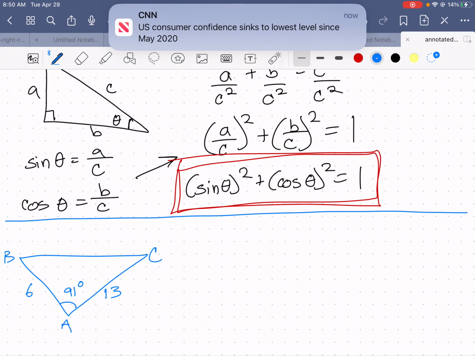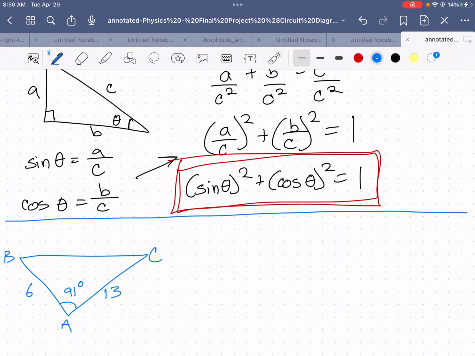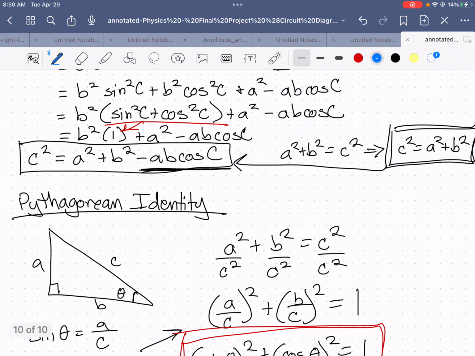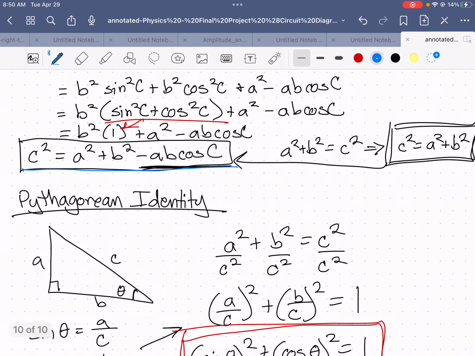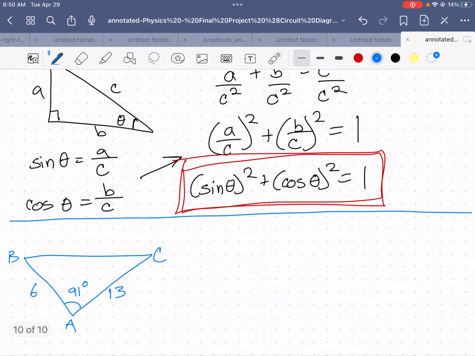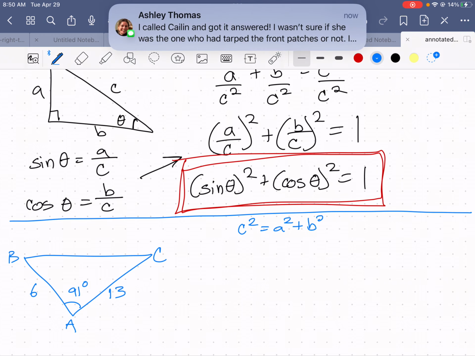Well, in this case, my enclosed angle is A, so really I should write my cosine law as if A is the main one. So I'm going to use this: C squared equals A squared plus B squared minus AB cosine C. So I'll write it that way.